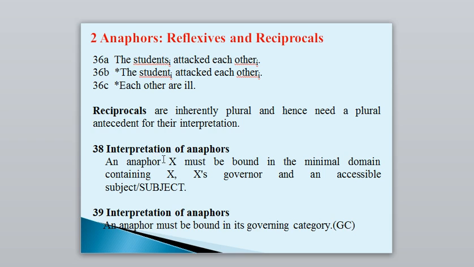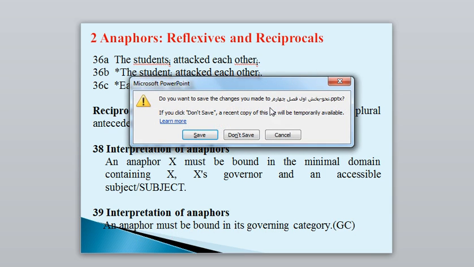So again, we revise the interpretation of anaphors. An anaphor X must be bound in the minimal domain containing X, that pronoun, X's governor, antecedent, and an accessible subject. So interpretation of anaphors: an anaphor must be bound in its governing category, GC. This is the abbreviation of the governing category. So an anaphor must be bound in its governing category.